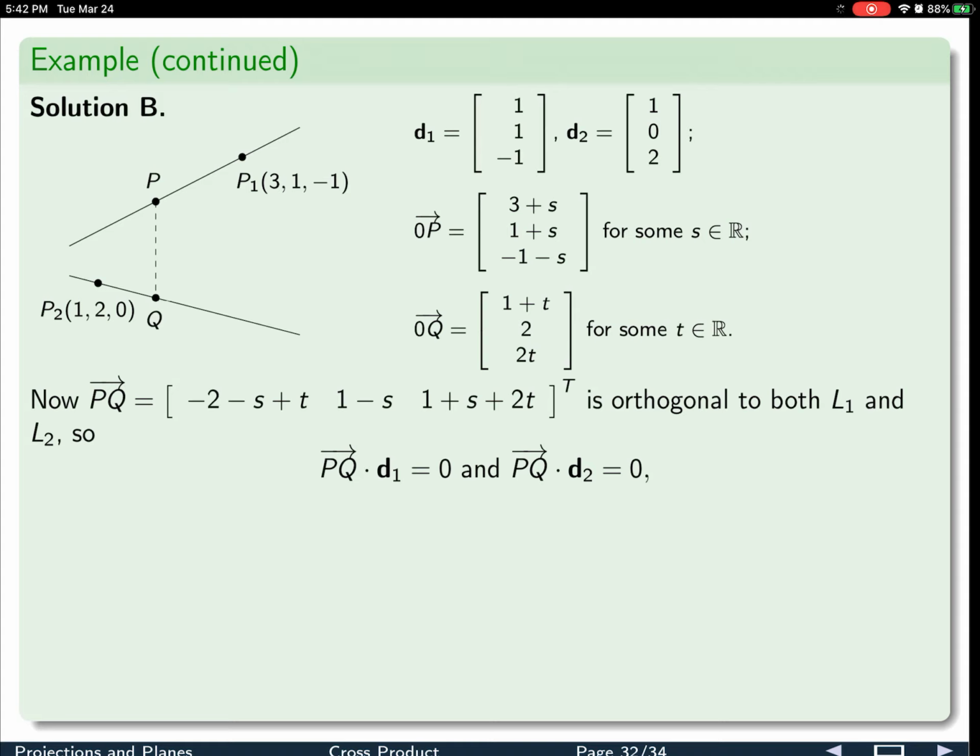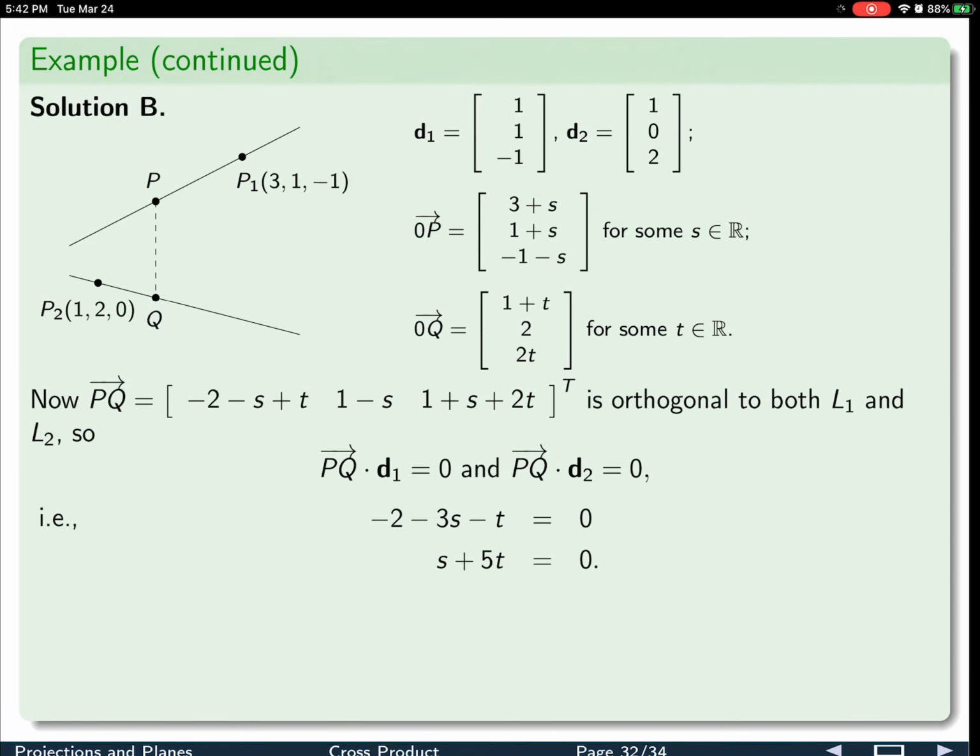Now, if we take the difference between those 2 vectors, 0P and 0Q, we actually find the vector PQ. It's just that difference. And then we can take the dot product between the vector PQ and the first direction vector, and then the vector PQ and the second direction vector. So this is a way of getting around using the cross product to find something that is orthogonal. Here we're using the dot product to find a vector that's orthogonal to both L1 and L2.